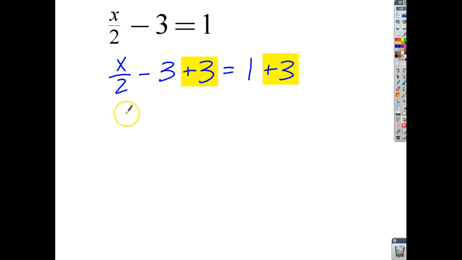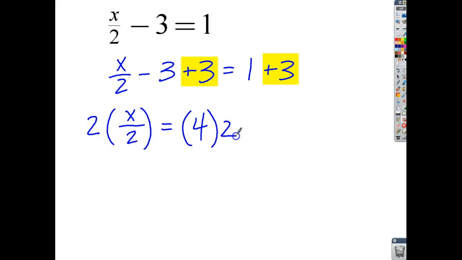So we'll go ahead, we got x divided by 2, right? Net down 3 and up 3 is 0, so I'm just going to have x divided by 2 is equal to 1 plus 3 is 4. Okay, well now in the previous one we said we were dividing by 2, so now we're going to multiply by 2. So I'm going to take this and multiply it by 2, and take this side and multiply by 2, which gives me x is equal to 4 times 2, so x is equal to 8.